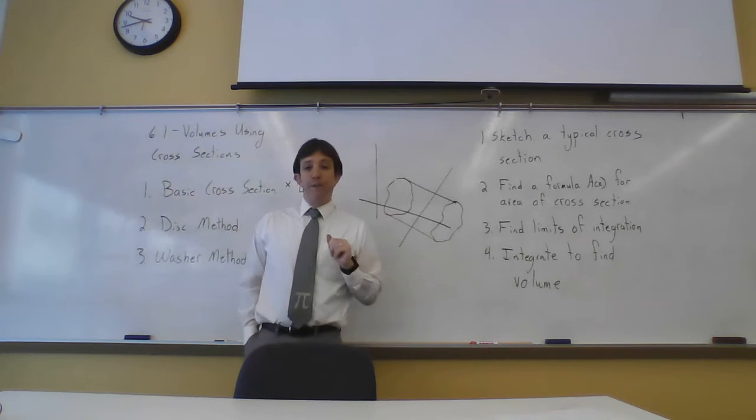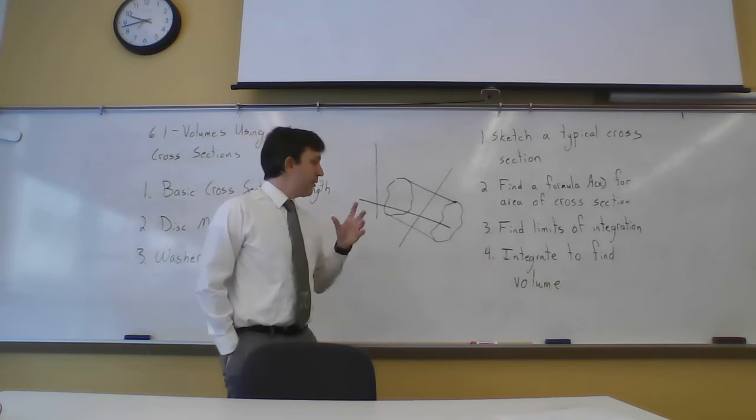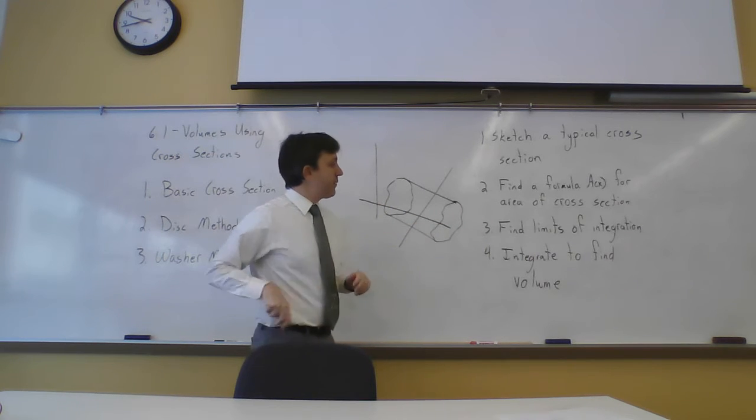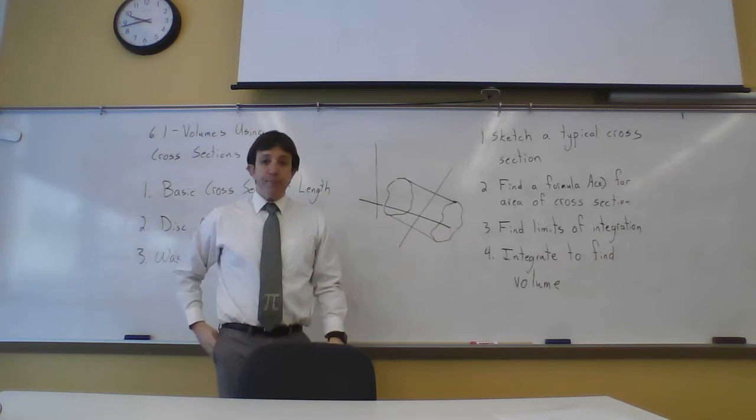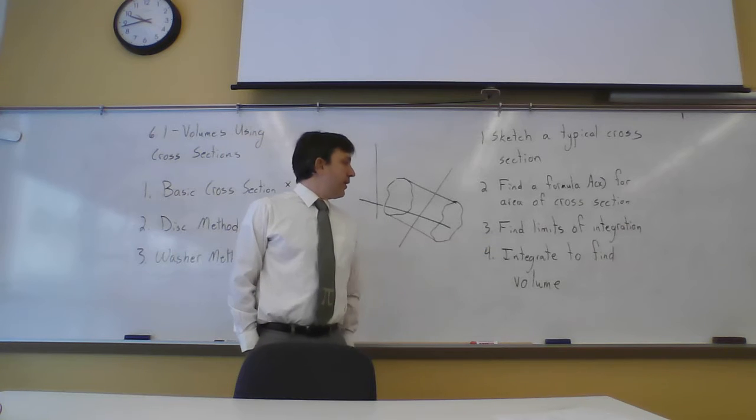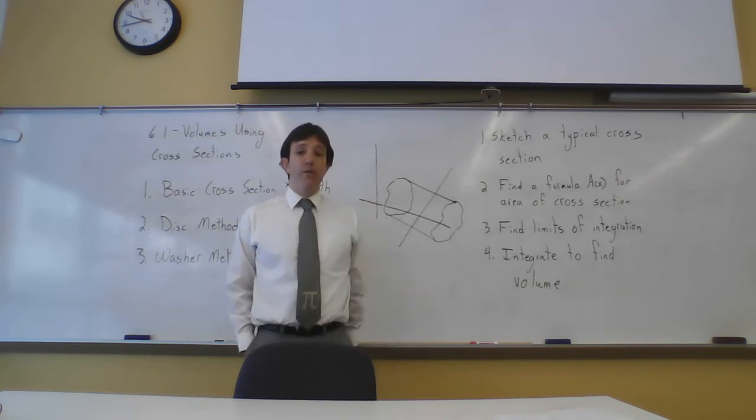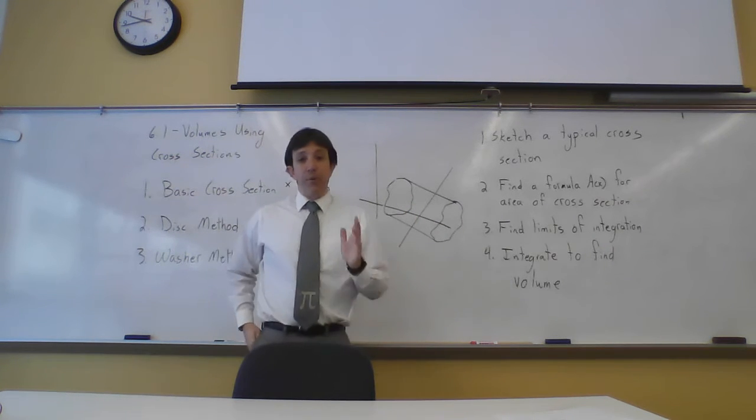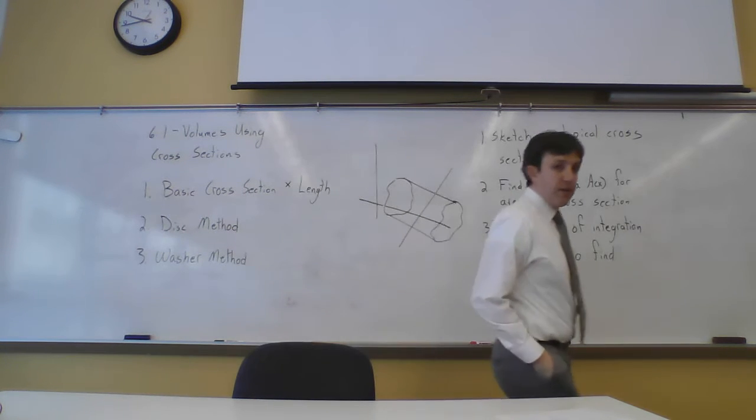Step 2, we're going to find a formula for the area of those cross sections. Then we're going to establish our limits of integration. Those limits will be, in this case, the x values that my object is stretched out between. And then we're going to integrate to find that volume. And what are we going to integrate? We're going to integrate that area formula across the x-axis. So let's go ahead and I'll pause the video and set up again, and then we'll look at some examples.